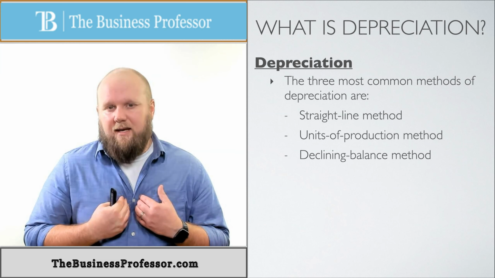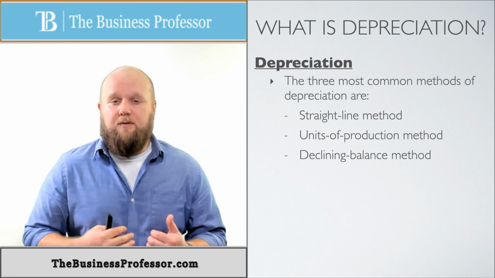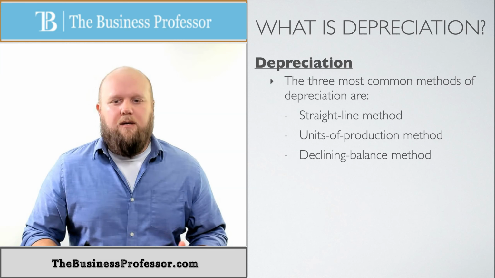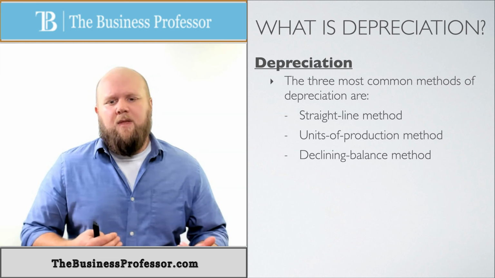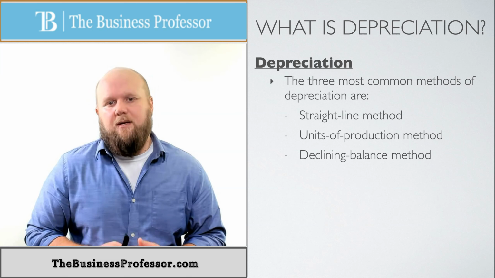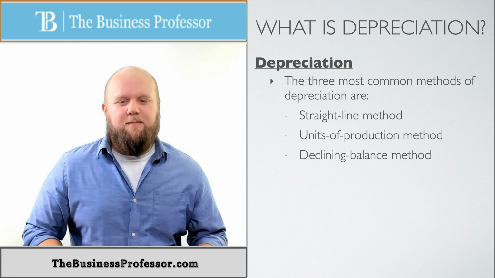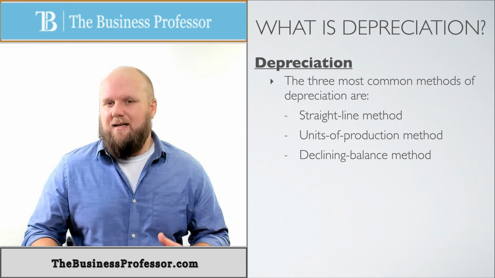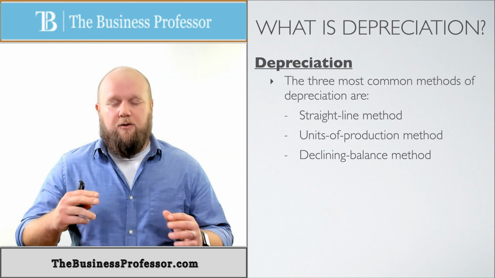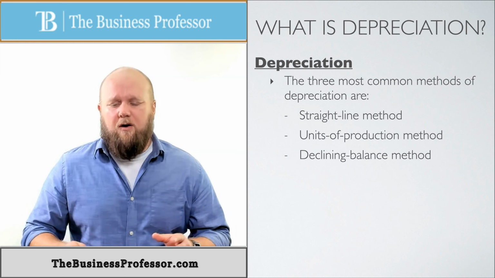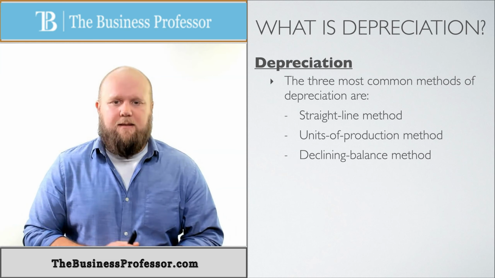I look at these as easy, medium, and hard. You have the straight line method, which is the easy method. You have the units of production, which is the medium method. And you have the declining balance, which is the hard method. Straight line has one step. Units of production has 2 steps. Declining balance has 3 steps. That's the way I look at them. So we're going to do them in that order. Hopefully that made sense, and we'll get into the steps in the next video.